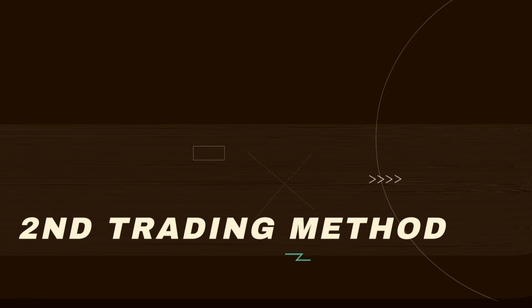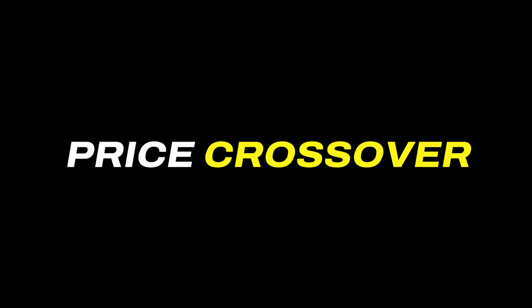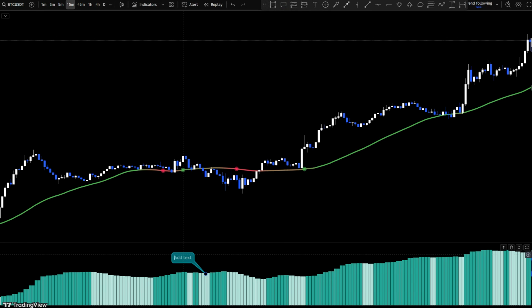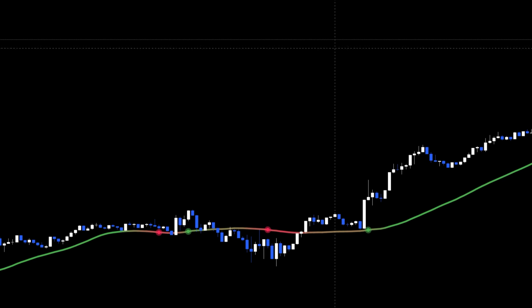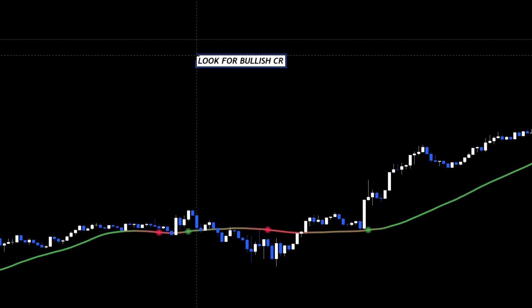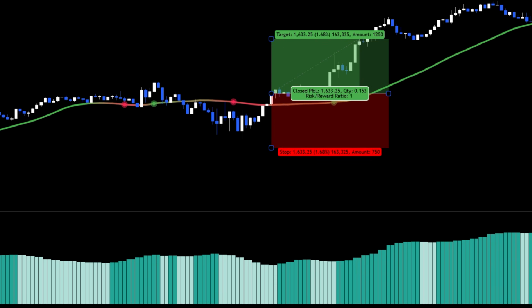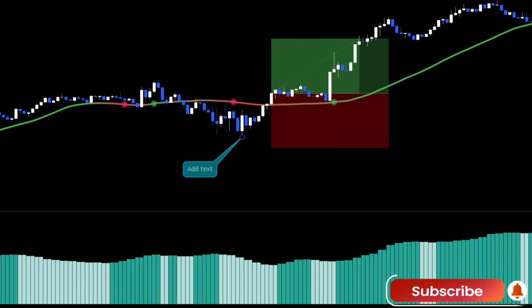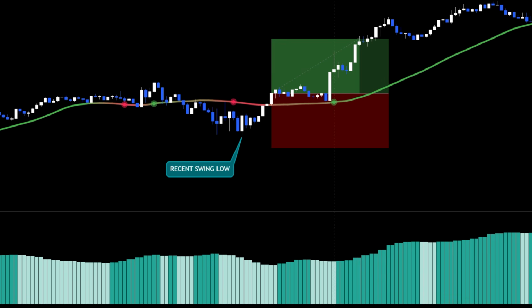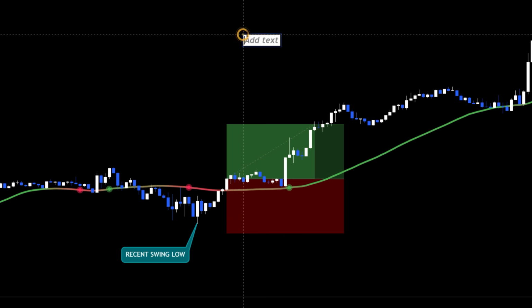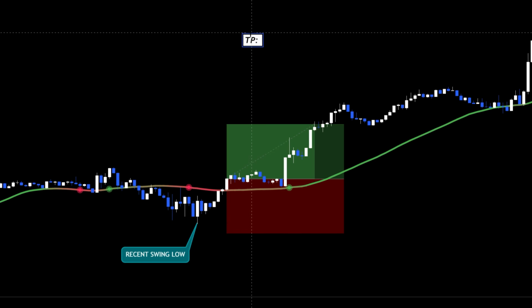And for the second method, we're going to use price crossovers. Whenever the price crosses over the Deviation Trend Profile indicator line and the MACD confirms bullish momentum, we can open a buy order. For a stop loss, I'd recommend putting it at the most recent swing low. And for your target, aiming for 2R is a good starting point for super profits.